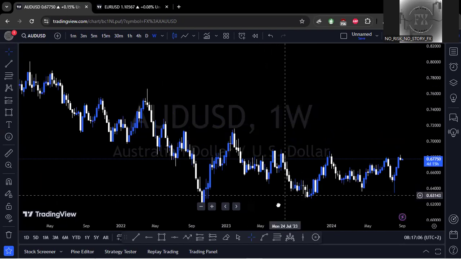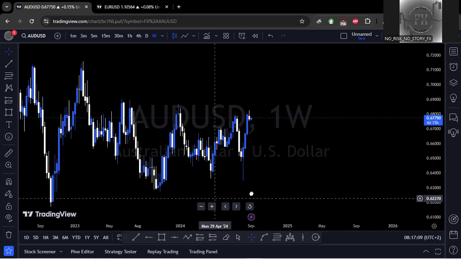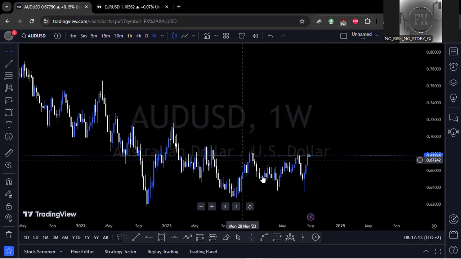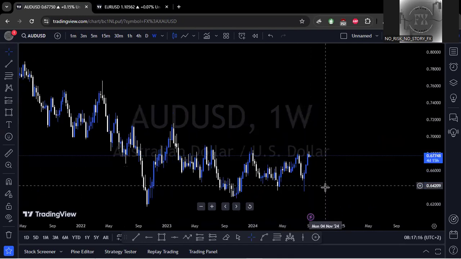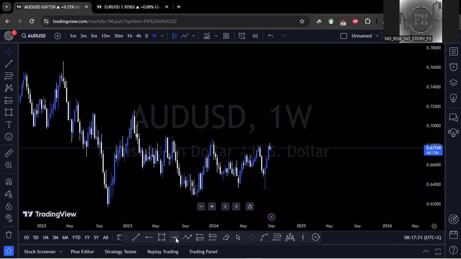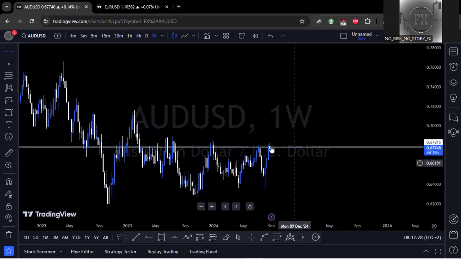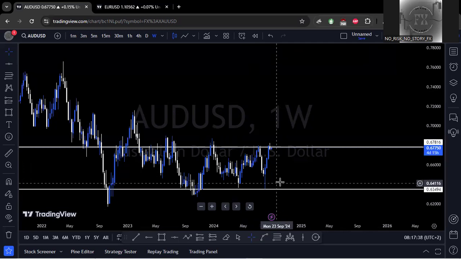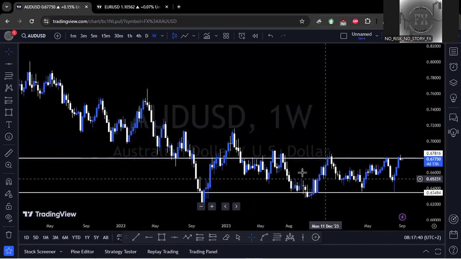So I can see that on my weekly time frame, we've been consolidating for a while now. We've been consolidating around these zones here for the longest time. And if I place this one over here, I can see that this was our previous high, and this is still our low.